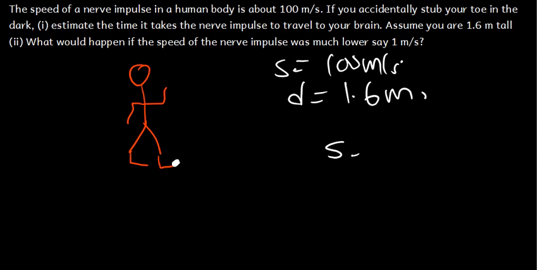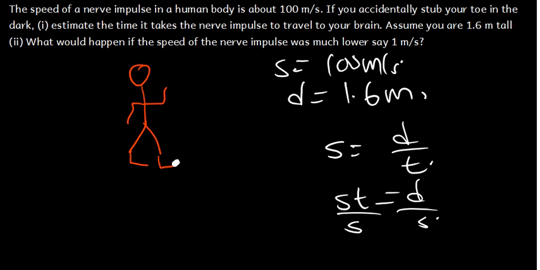So speed is distance over time. We have the speed, we have the distance, we want to find the time. So what we need to do is make time the subject of the formula. We cross multiply, and we find that speed times time is equal to distance, then we divide by speed. So t will be equal to the distance over speed.